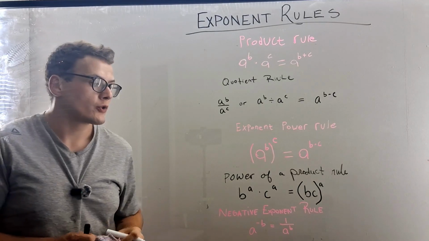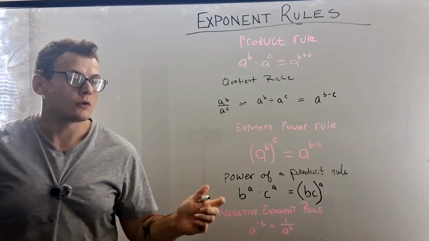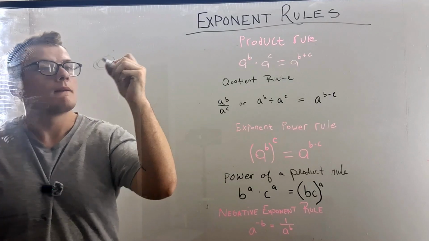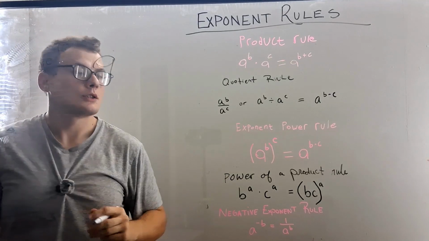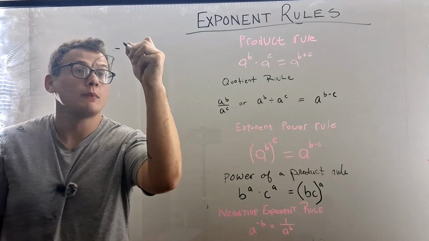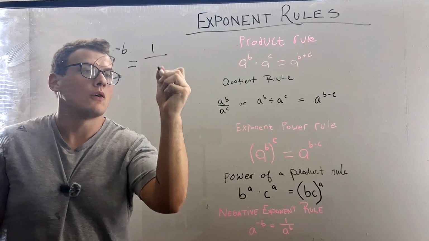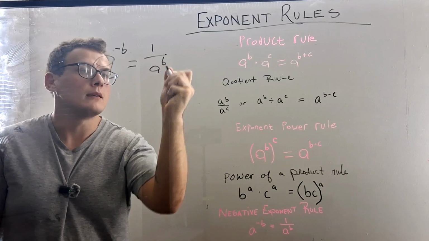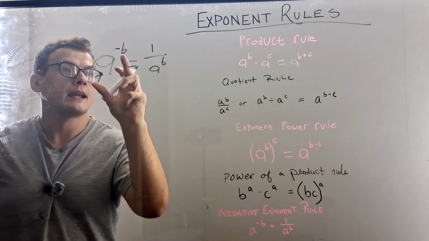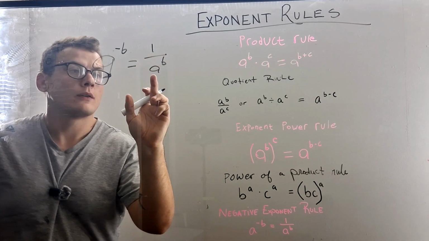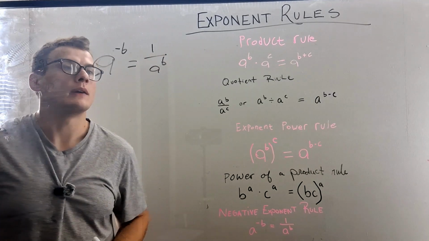What we're going to introduce is the negative exponent rule, a very important rule. a to the negative b is equal to 1 over a to the b, or a to the negative exponent is equal to 1 over the base to the exponent.